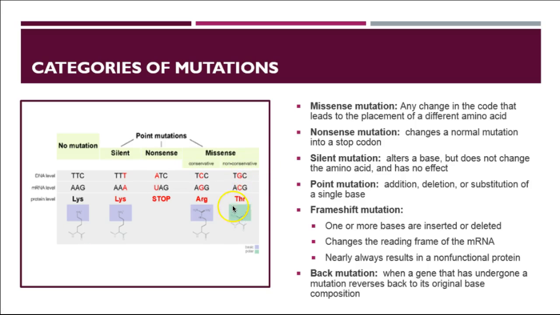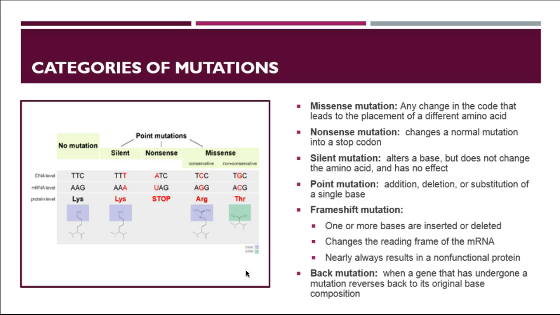At the end, you can see 2 missense mutations where there was a substitution of a nucleotide, and we ended up with arginine and threonine. So we got a different amino acid than what should have been there. So this is called a missense mutation.